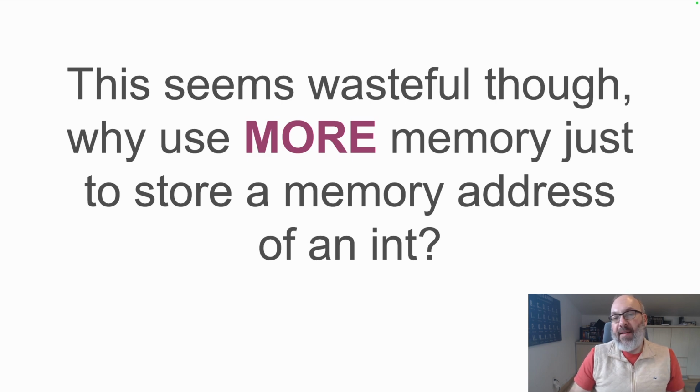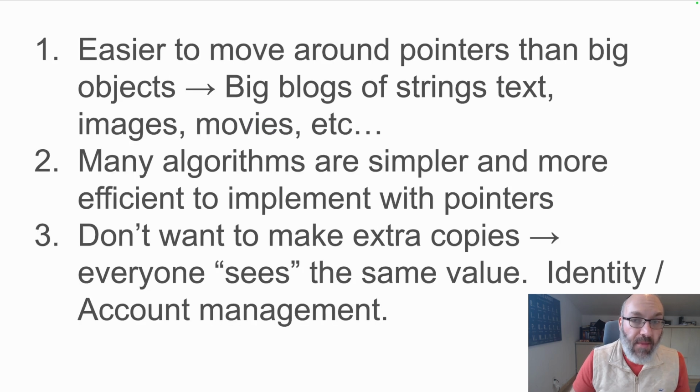The reason is that when you're dealing with much larger objects, let's say something that represents a car, or an account, or a shopping basket, or a home address, something way more complicated, or an image, or a sound file, or a movie file, moving around those variables that actually contain that data becomes very expensive. It could even be outright prohibitive. While moving pointers around, you're just moving memory addresses around, and that's pretty easy to do. So it's easier to move around pointers than big objects, big blobs of strings, text, images, movies, and so on.